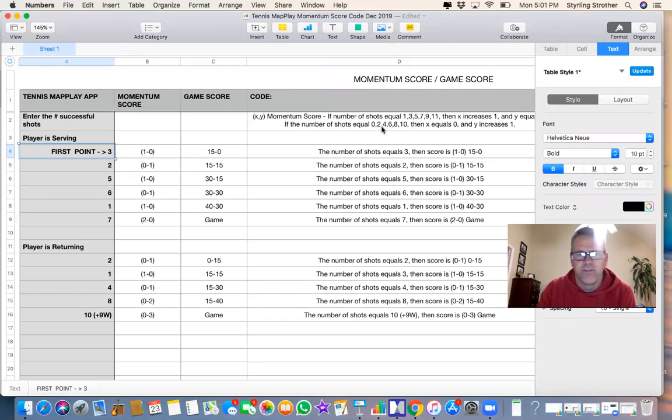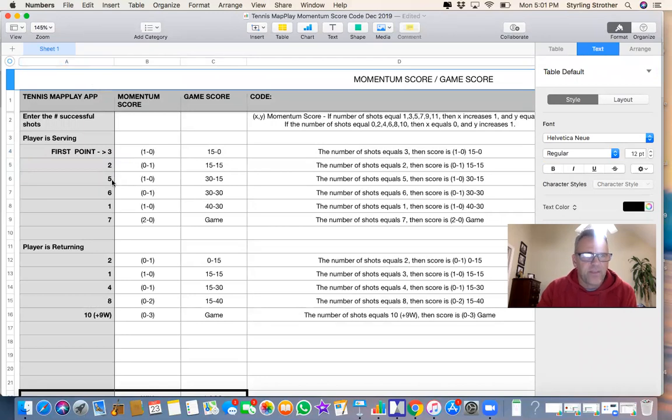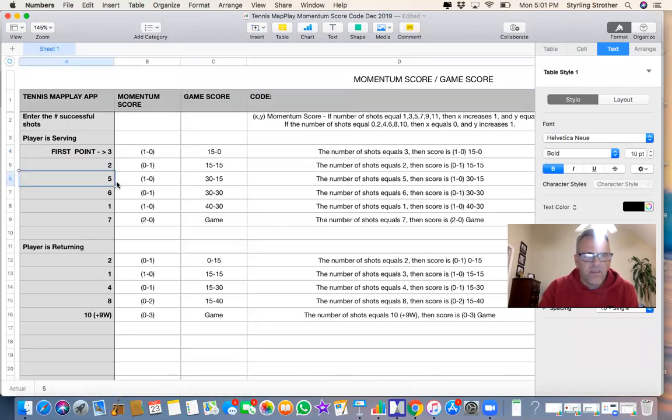Okay, so the second point is a 2. So if the number of shots equals 2, then X will equal 0, and then Y equals 1. So it's 0, 1 is the momentum score, 15 all. The third point is a 5. So then the server wins the point, back to 1-0, 30-15. The fourth point is a 6 shot rally length. So the return player wins the point. So the momentum score goes 0, 1, 30 all.